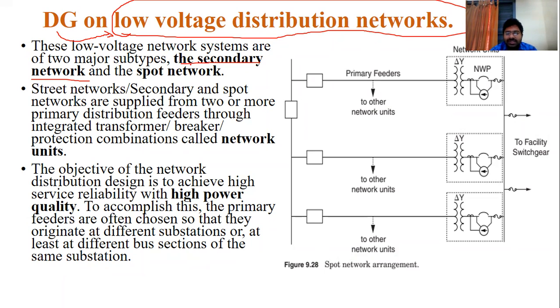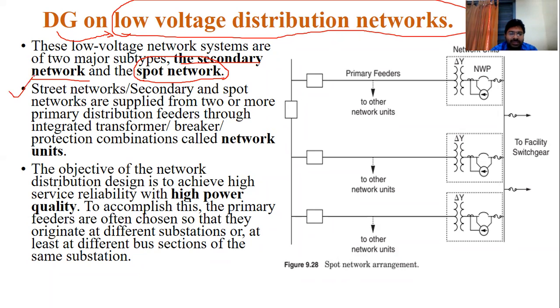What is the first one? The secondary network, or you can also call it a street network. Remember the street network. Then the other one is a spot network. Our analysis is based on this one, the spot network. Mostly our analysis is based on the spot network.